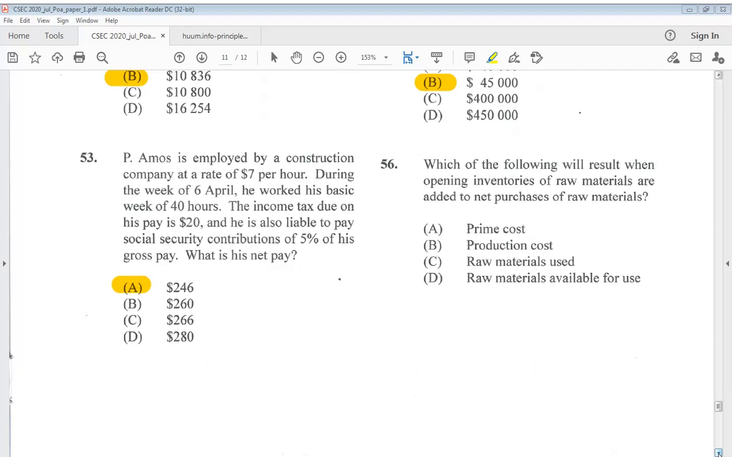Let's go to 56. Which of the following will result when opening inventories of raw materials are added to net purchases of raw materials? A. Prime cost. B. Production cost. C. Raw materials used. D. Raw materials available for use. So we know that it is D. Raw materials available for use.